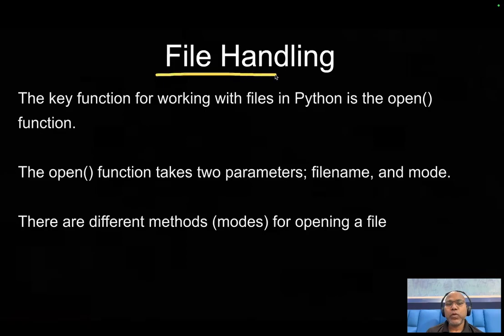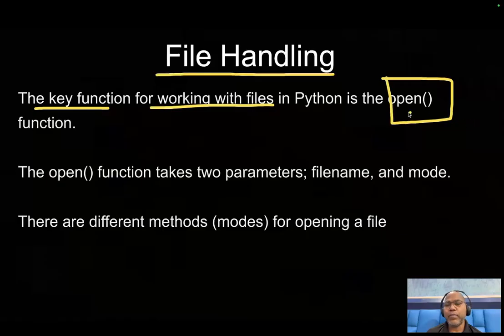Whenever you are going to handle a file, the key function in Python for working with a file is the open function. This is a built-in one by default. Whenever you install Python on your system, the open function is available for every Python developer. That function takes two parameters: one is your file name, another is your mode. What is the mode? I'll talk about it.